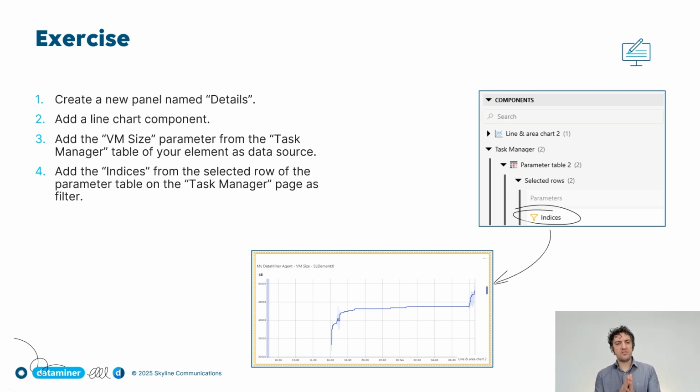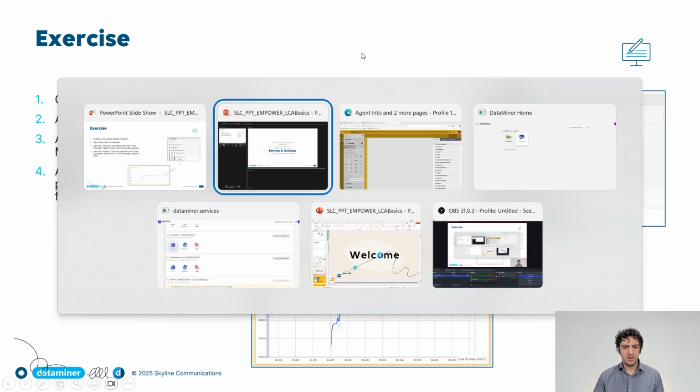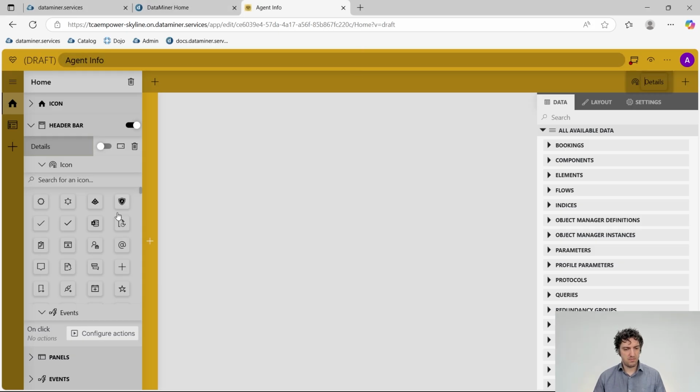So this is our exercise. We will create a new panel. We will call it details. On the panel, we will just add a line chart visual. We will add the VM size parameter of the task manager table to that line chart. And then we will also add a filter. And that filter will be the selected row of our task manager table on the main page. So you'll see in a second what I mean. And then you can pause to catch up.